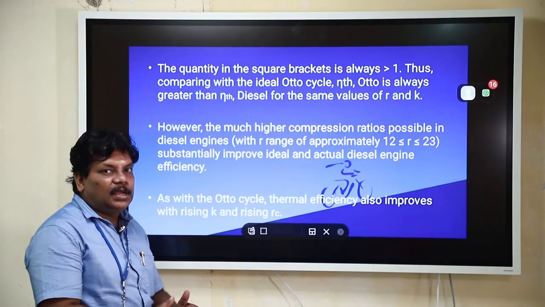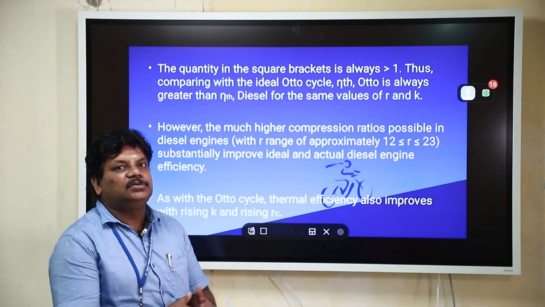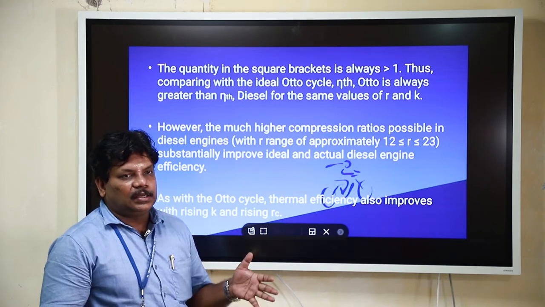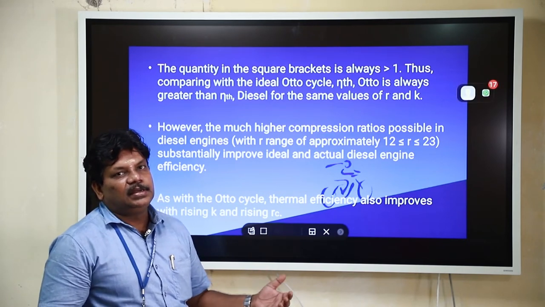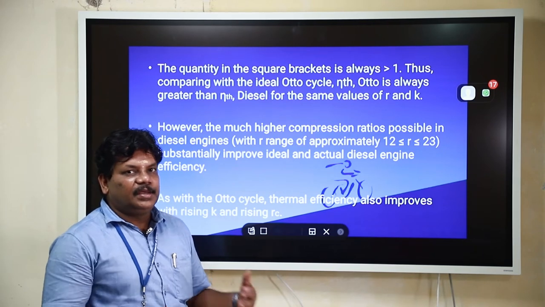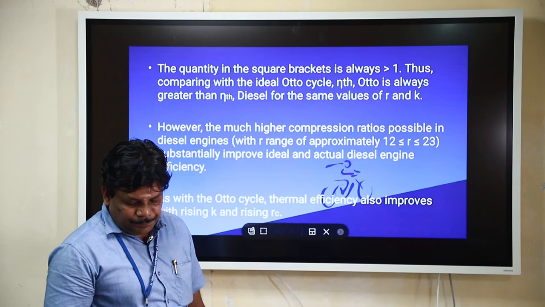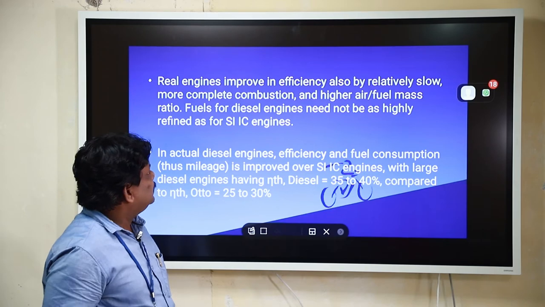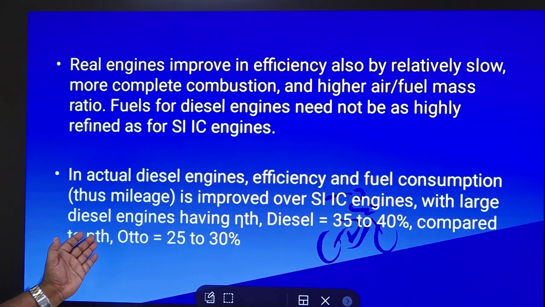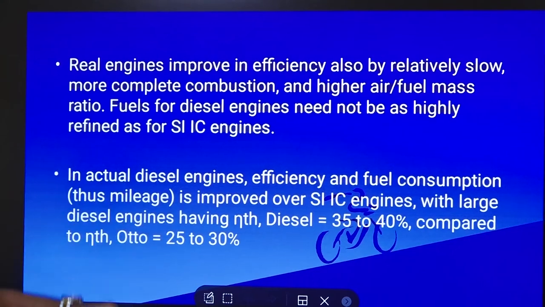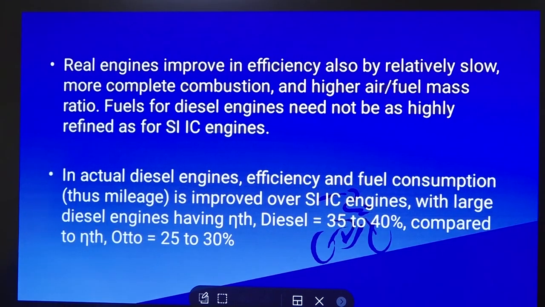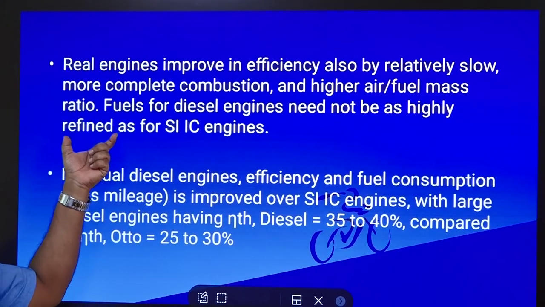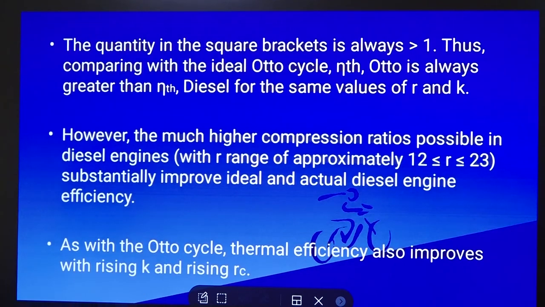At last, after all those, you can see the comparison of Otto, diesel and the dual combustion cycle with respect to compression ratio, expansion ratio and cutoff ratio, and also with respect to thermal efficiencies. In real engines, efficiency improves by relatively slow and more complete combustion and higher air fuel mass ratio. The fuels for diesel engines need not be as highly refined as that of SI engines.